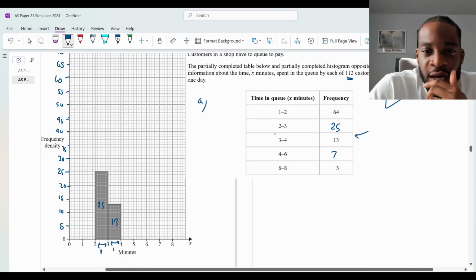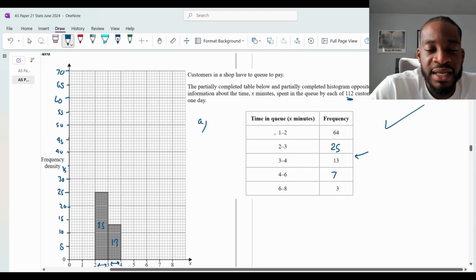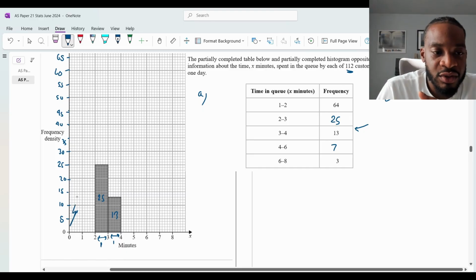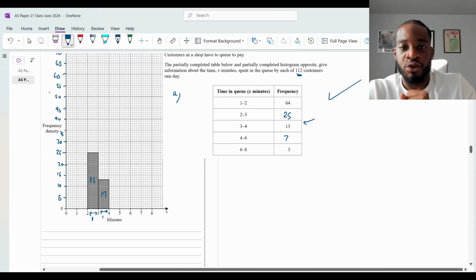So 1 to 2, 64. I remember nobody spends any less than a minute or more than 8 minutes. So we know that we don't have to look at this. This has nothing to do with it. And neither does that. So that's fine. All right. So need a drink of water.